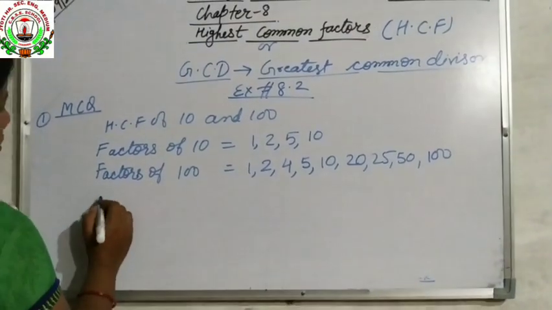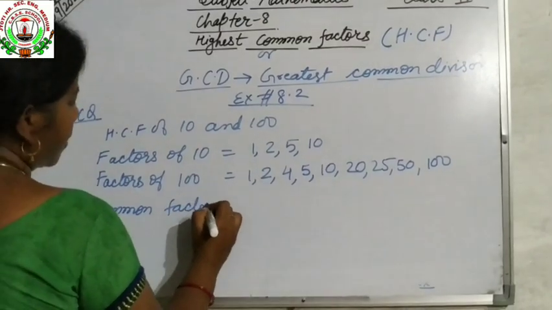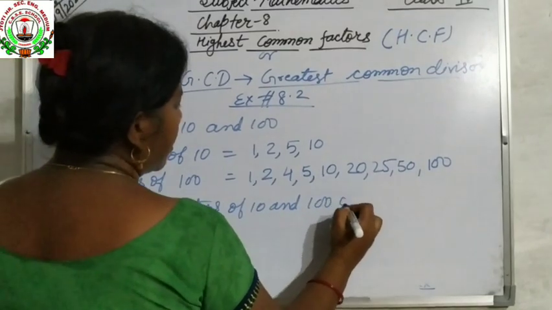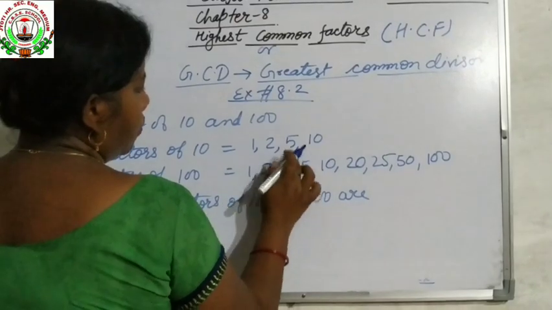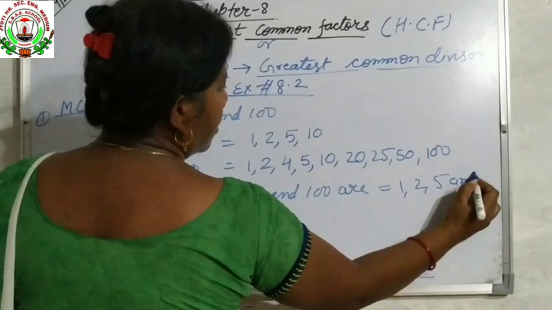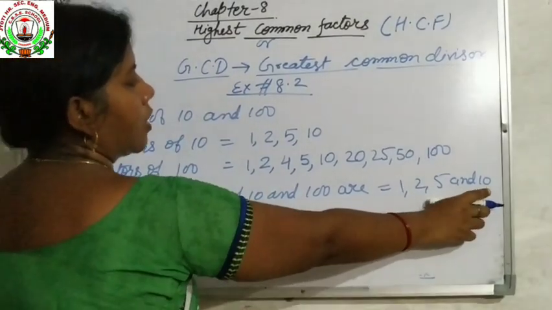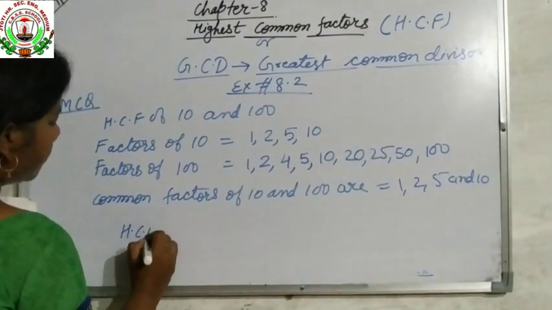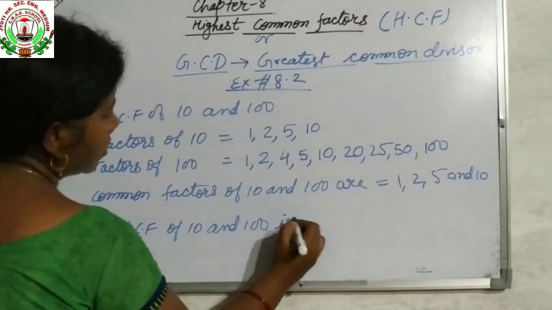So now you will write the common factors. Common factors of 10 and 100 are, what is common here? 1, 2, 5 and 10. After writing the common factors, we will check which is the greatest number. Here 10 is the greatest number. So HCF of 10 and 100 is 10.